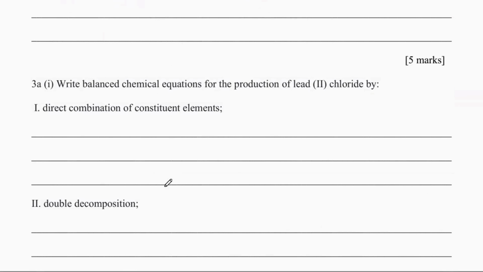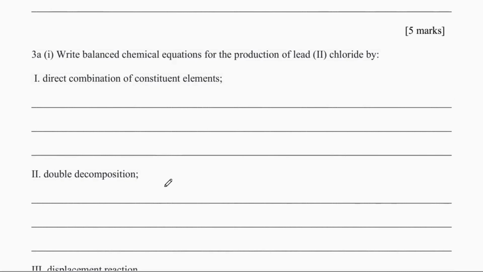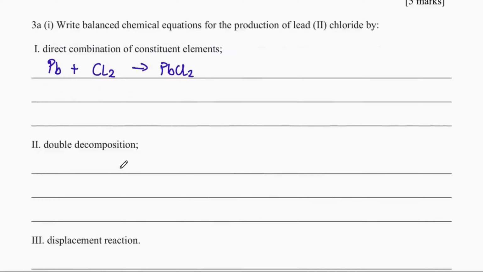Now, the next question is write the balanced chemical equation for the production of lead 2 chloride by direct combination. By direct combination, we have lead, which is Pb, combining directly with chlorine to give us lead chloride. This is just straight to the point.